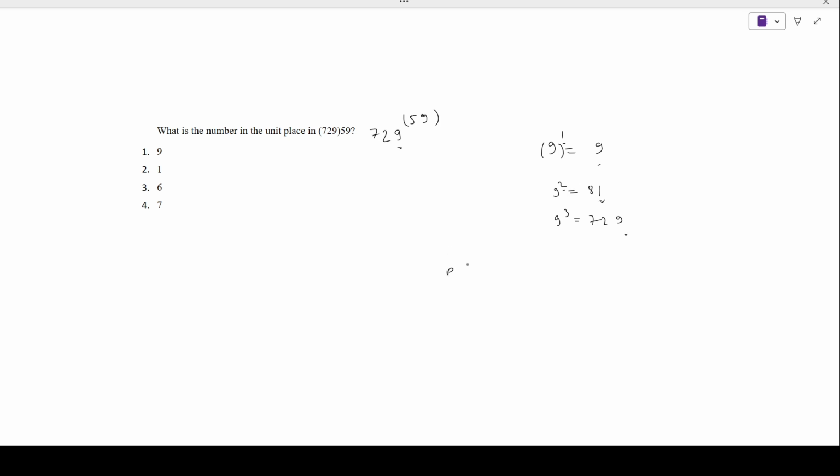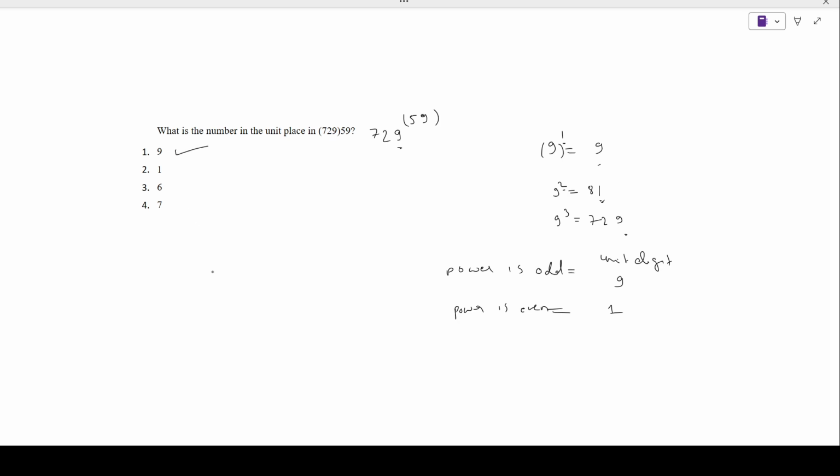When the power is odd, the unit digit is 9. When the power is even, we have unit digit as 1. So here the power is odd. When the power is odd, the unit digit is 9. So the answer would be option 1, 9.